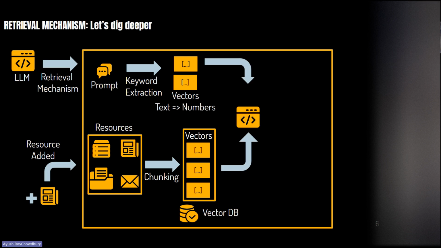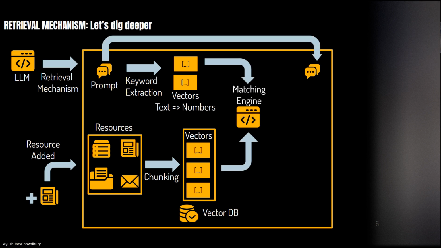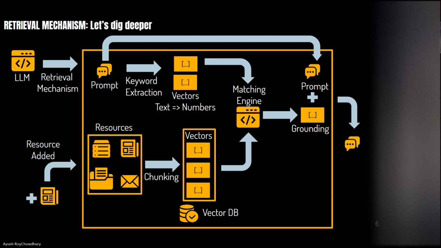This lookup happens through a matching engine. And that matching engine actually helps with the grounding so that additional context is given to the prompt, and a modified prompt is then produced. And this additional context is an embedded context that is sent to the modified prompt so that the modified prompt can then be sent to the LLM so the LLM can generate a response.